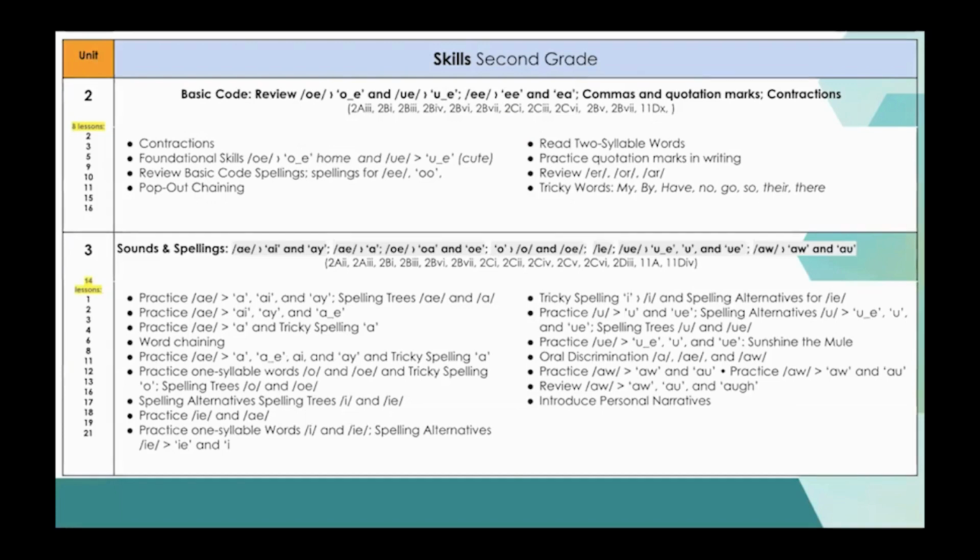Second grade also has skills in English. Take a moment to pause your computer so that you can look at the different skills in English available that your students will be covering this quarter.